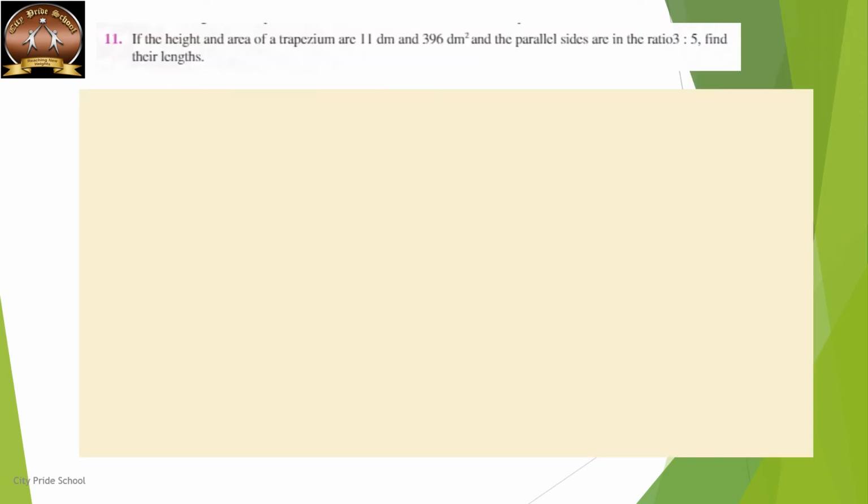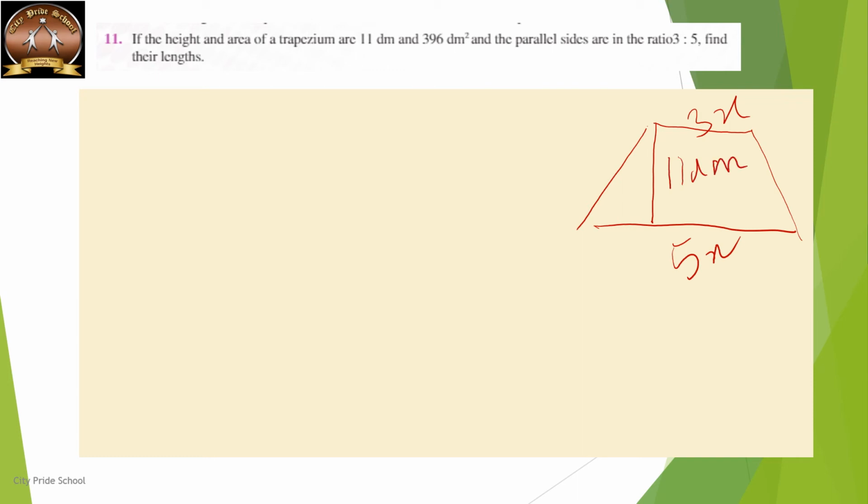Now let us take this example. If the height and area of trapezium are 11 decimeter and 396 decimeter square and the parallel sides are in the ratio 3:5, then we have to find the lengths of the parallel sides. So here we have a trapezium and the ratio is 3:5. That means the length of the sides can be taken as 3x and 5x respectively, where x is the constant of proportionality. And the height is given 11 decimeters and the area is 396 decimeters.